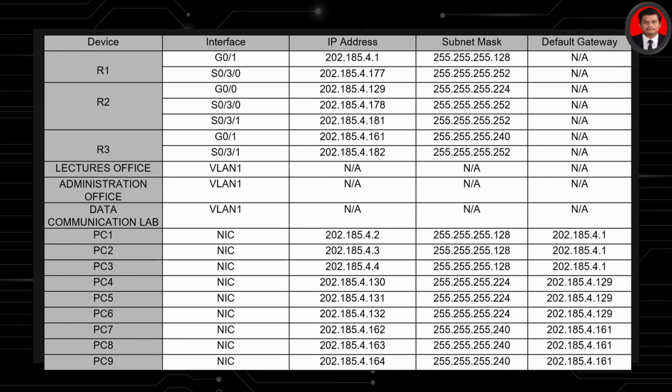So before we make the configuration in Cisco Packet Tracer, we have all the subnet masks, IP addresses, and default gateways for PC1 to PC9. For the lecturer office, administration office, and data communication lab, we use a switch, where we just use a VLAN. And for router 1, router 2, and router 3, we already added some IP addresses and the subnet mask.